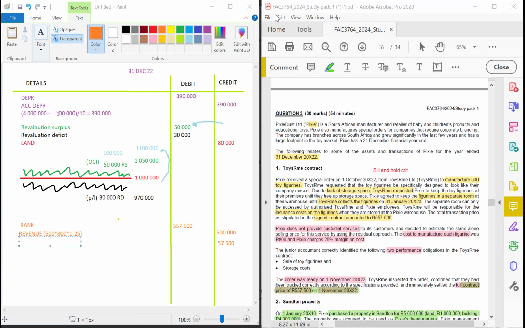Sure. No, it can be insurance cost. I get the logic of insurance costs, but it can't be cost of sales. Cost of sales is a separate account for this. It's on a separate journal, not this one. So the cost of sales can be 57,500. The cost of sales would be the 500 units multiplied by the 800 cost. So that can be.